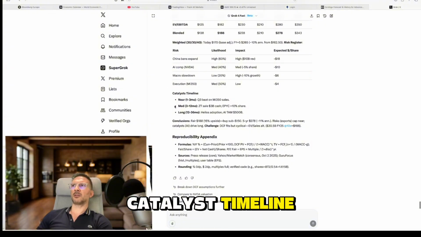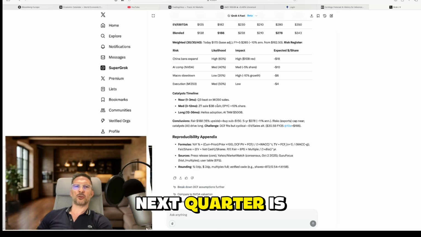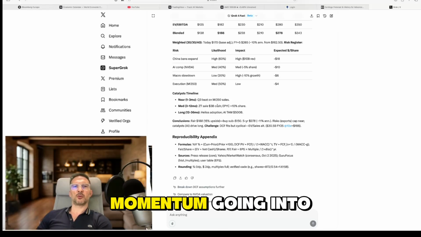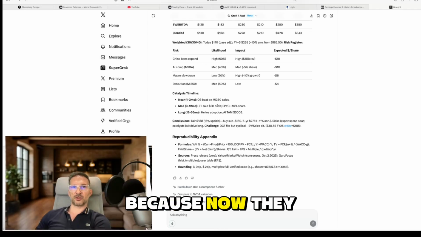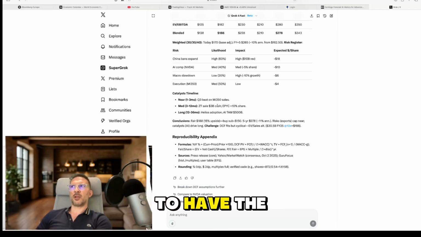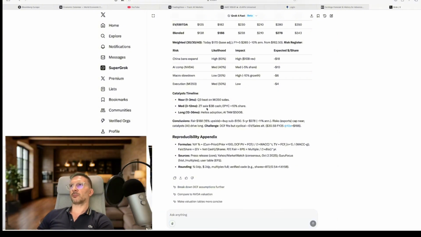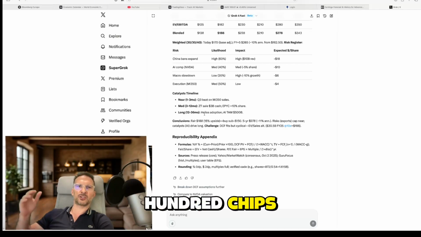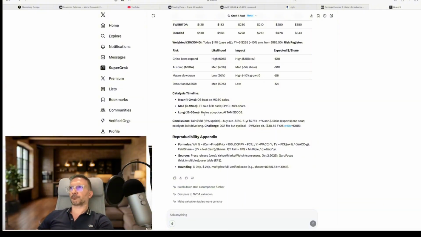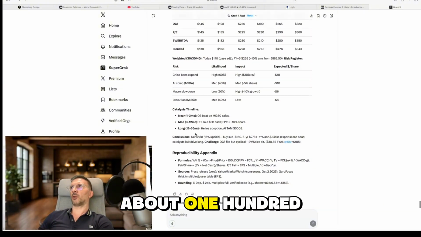You have a catalyst timeline. In the near term, 1 to 3 months, Q3 beats on MI350 sales. I think the next quarter is going to be a critical quarter to get some momentum going into the AMD share price, because now they are ramping up the MI350 sales, so we're going to have the first numbers coming in the next quarter. Then in 3 to 12 months, they're going to sell the ZT business, and they expect 3 billion in cash from the sale. And in the long term, they have to ramp up Helios and the whole 400 chip series.